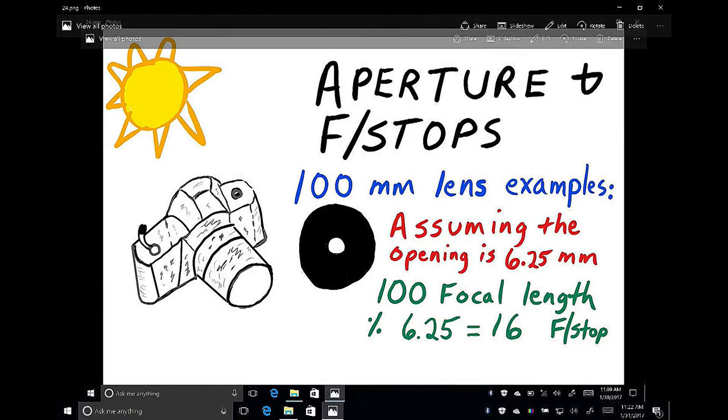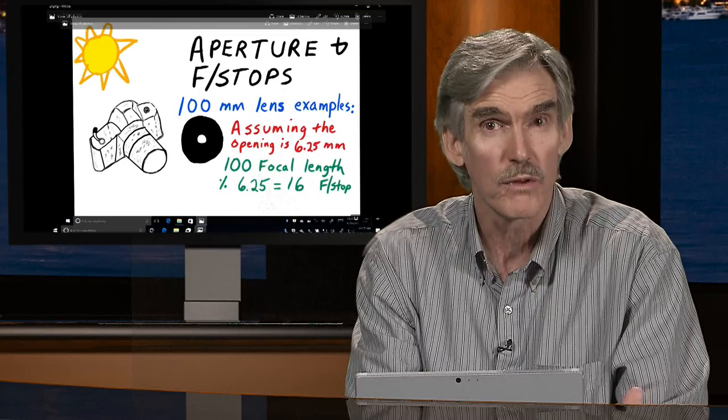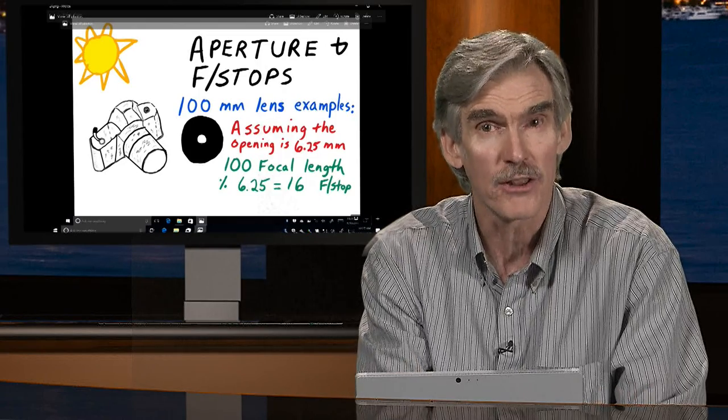Now, on the other side of the coin, we have a 100 millimeter lens where the opening is only 6.25 millimeters, so it's 1/4 of what it was before. So as you can see in the illustration, there's just a small opening in that aperture. And the focal length in that case of 100 is divided by 6.25, and we end up with 16, or f16. So that is a closed down or stopped down lens.